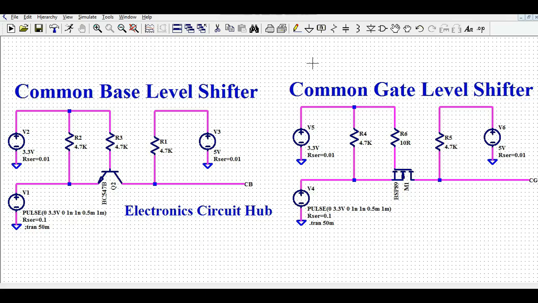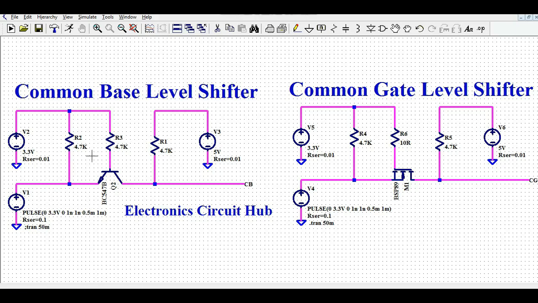So today we're going to understand about the level shifter design. We will understand the common base level shifter design. We will also understand the common gate level shifter design. We will understand the difference between common base level shifter design and common gate level shifter design. So let us first understand the common base level shifter design.